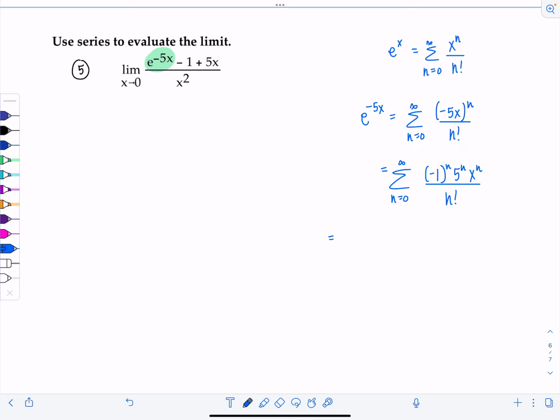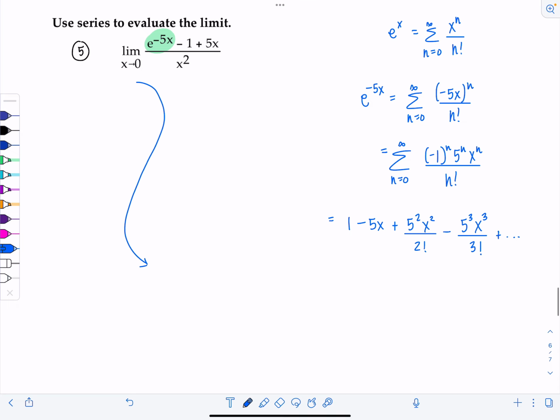So if n is 0, it's going to be 1. If n is 1, it's negative 5x over 1 factorial, plus 5 squared x squared over 2 factorial, minus 5 cubed x cubed over 3 factorial, etc. And that should be good for our purposes. All right, so then let's see what we have.